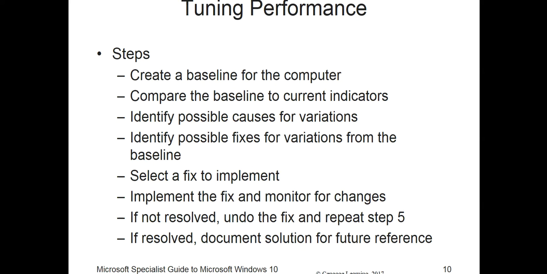Now, when it comes to performance tuning, the steps are to create a baseline for the computer, compare the baseline to the current indicators. So it's what it's supposed to look like, what does it look like now? Identify causes for those variations. Identify possible fixes for the variations from the baseline, and select a fix to implement. Implement the fix and monitor the changes. If it's not resolved, undo the fix and go back and do step 5 again. If it's resolved, document what took place for future reference should this occur again.